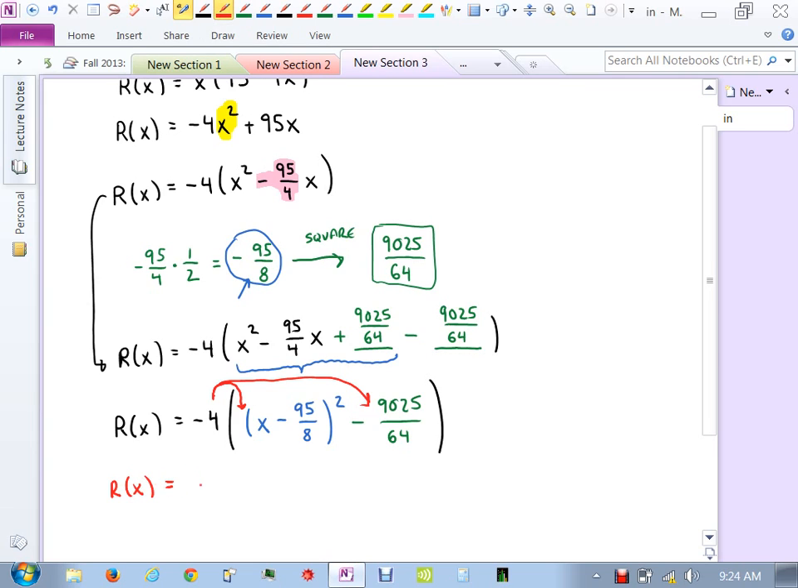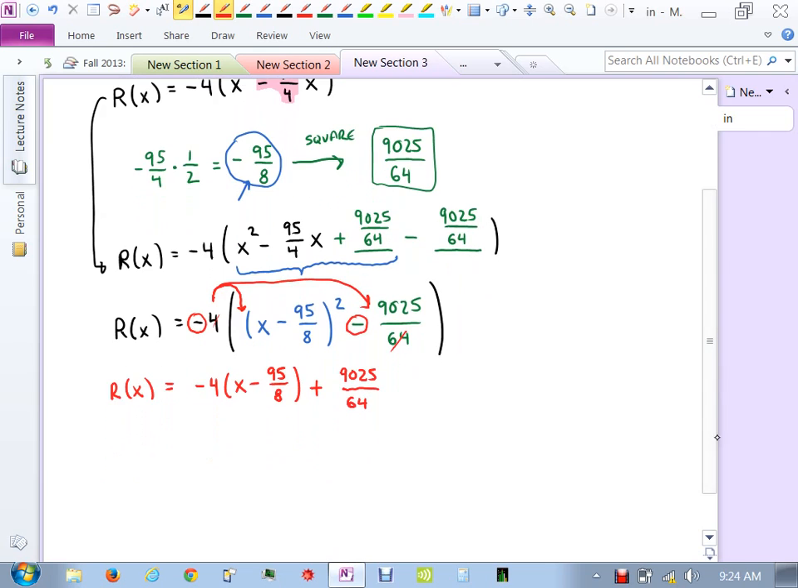R of x equals negative 4 sitting in front of x minus 95 over 8, squared. And then a negative times a negative will give me a positive, so plus. And when I multiply through there, the 4 and the 64 will reduce. Let's see, 4 goes into 64 16 times. So I'll have 9025 over 16. Now this is the form we're looking for.